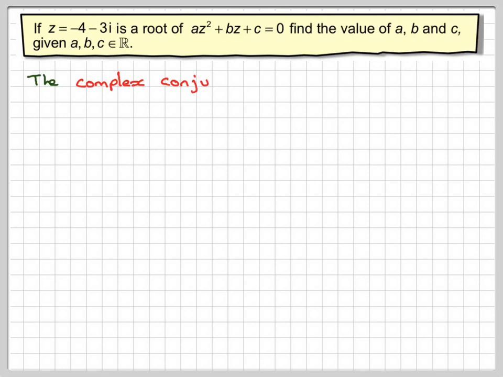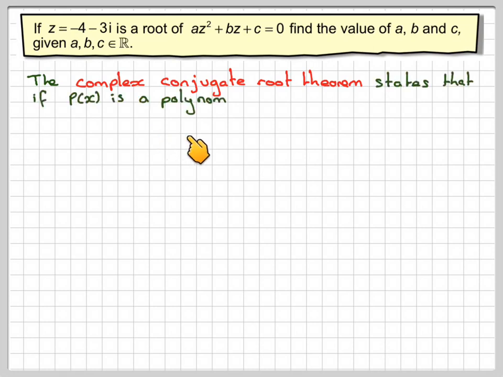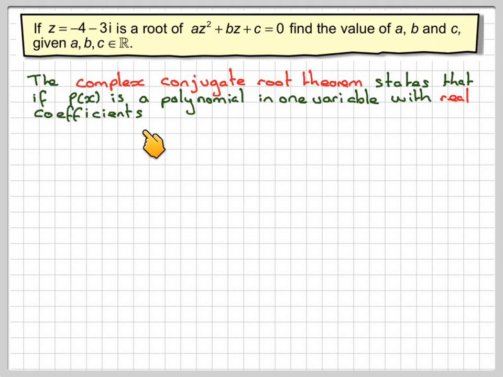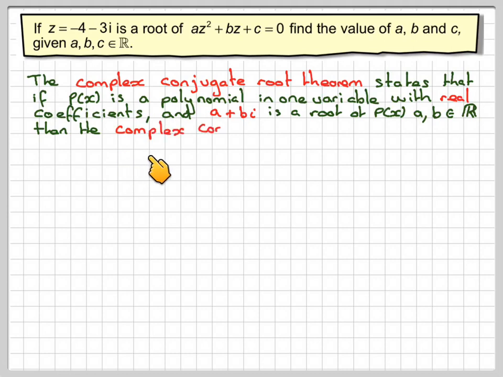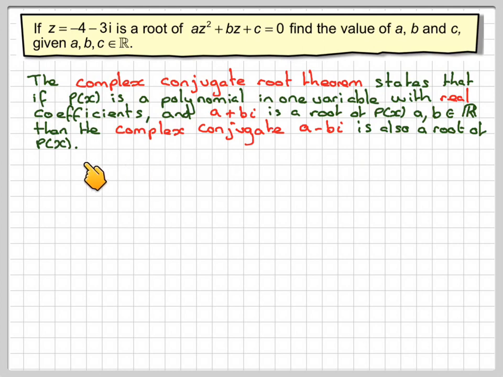So this is called the complex conjugate root theorem. It states that if p of x is a polynomial in one variable with real coefficients, and a plus bi is a root of p of x where a and b are real numbers, then the complex conjugate a minus bi is also a root of p of x.